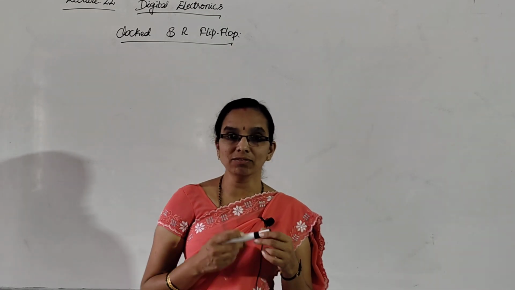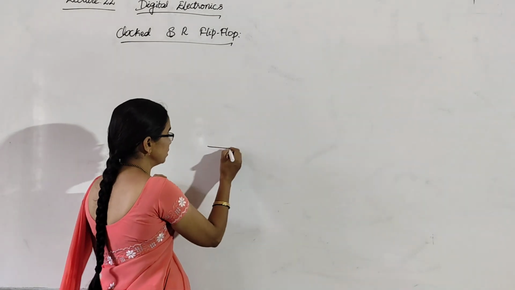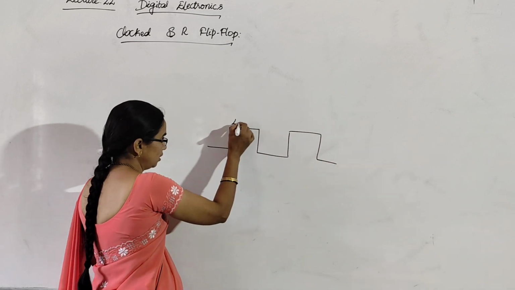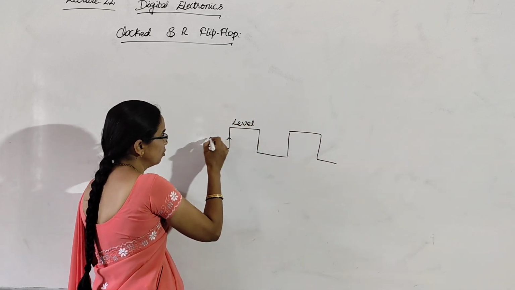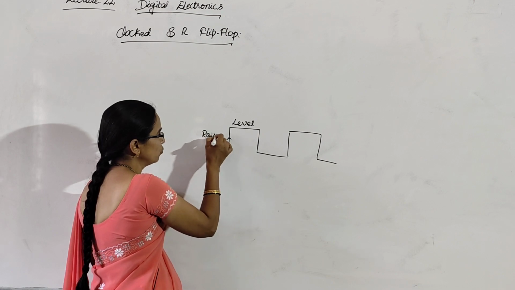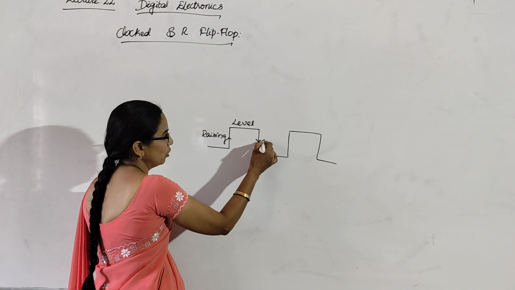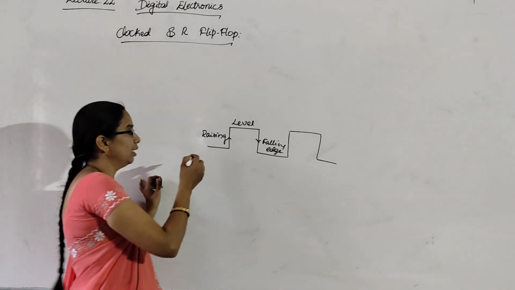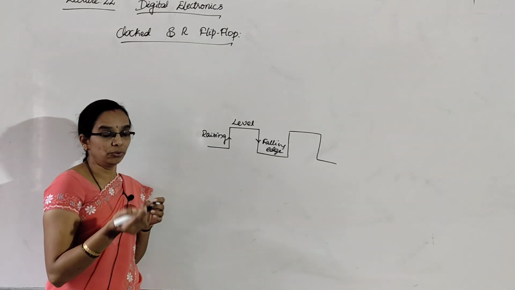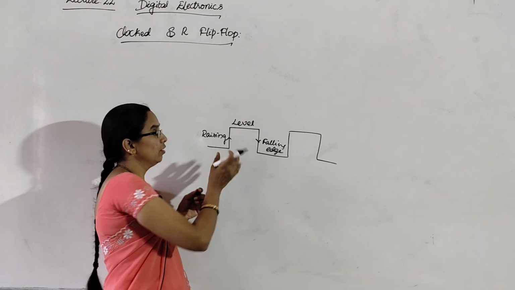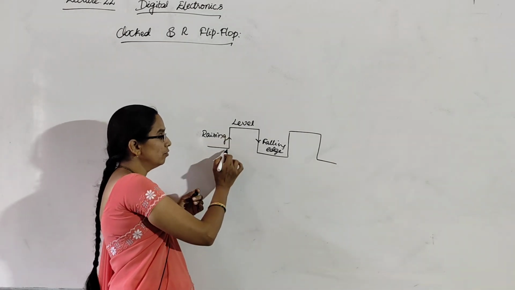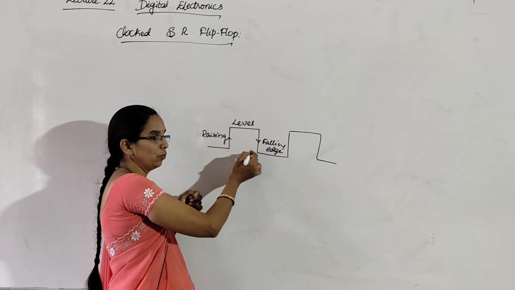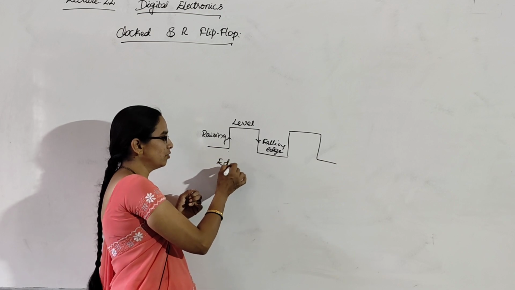We have also studied what a clock signal is. While studying the clock signal, I told you it has a level state, a positive rising edge or positive going edge, and a falling edge or negative going edge. Depending on when the flip flop responds, whether the clock signal is going from low to high or from high to low, those are called edge triggered flip flops, I told you.